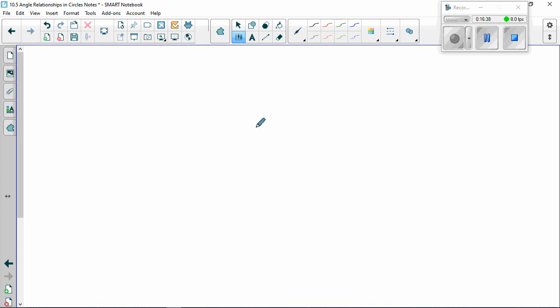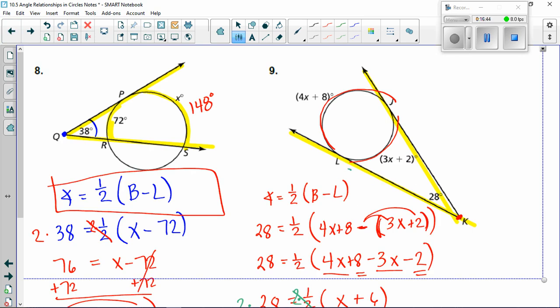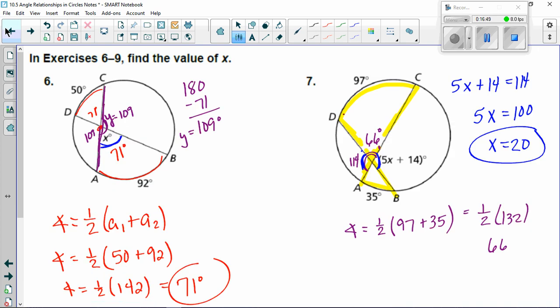And that is it for outside and inside the circle. Just make sure that you're using these rules. And that is it.